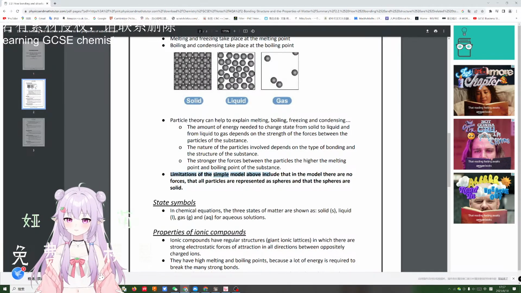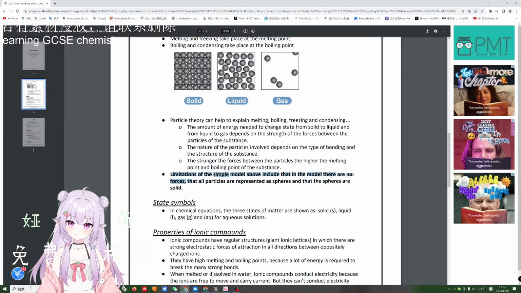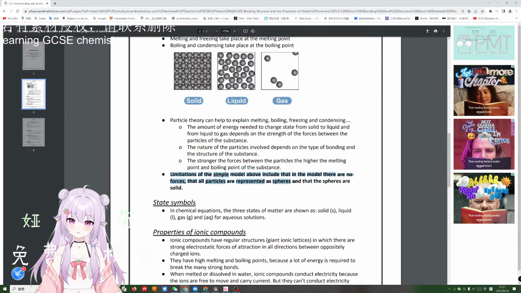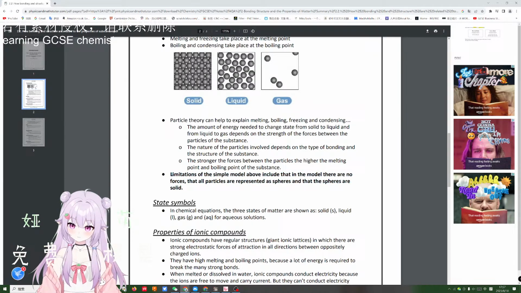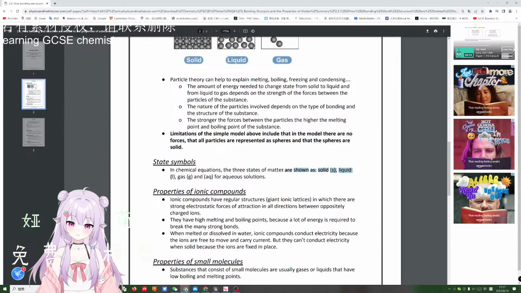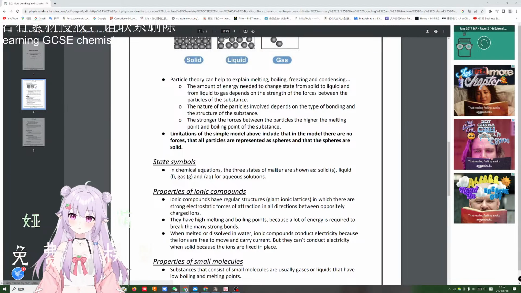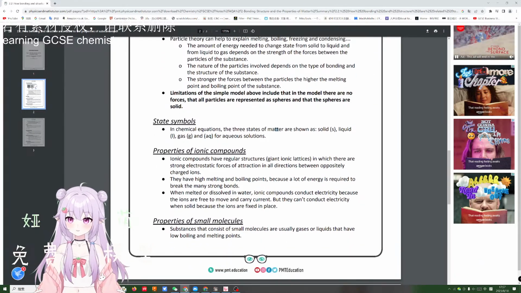Limitations of the simple model above include that in the model there are no forces, and that all particles are represented as spheres and the spheres are solid. State symbols: S for solid, L for liquid, G for gas, and AQ for aqueous.